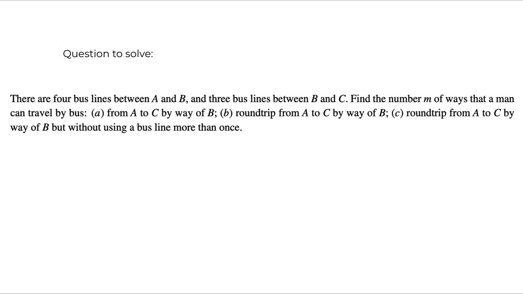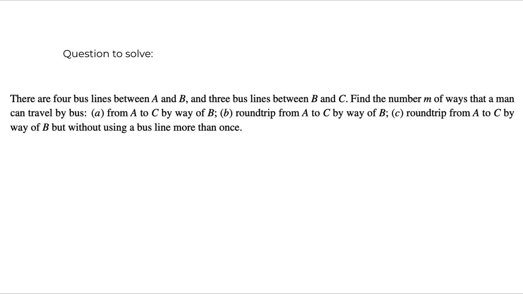A question to solve. I think this is a textbook question. There are 4 bus lines between A and B, 3 bus lines between B and C. Find the number m of ways that a man can travel by bus from A to C by way of B. So I can take A to B 4 ways, B to C 3 ways, right? So how can I go from A to C going through B? So that's going to be 4 plus 3 or 4 times 3.